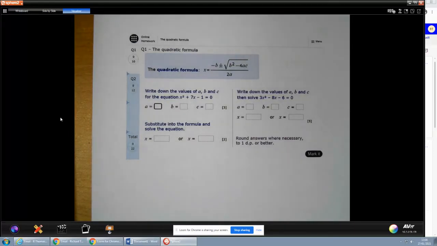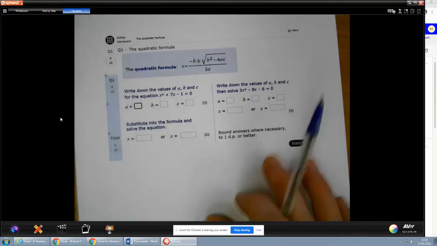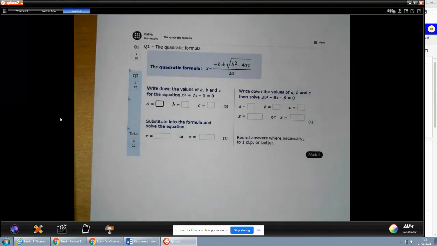Yo kids, my maths walkthrough on the quadratic formula. So I printed off the pages, and this is what you see for question 1.